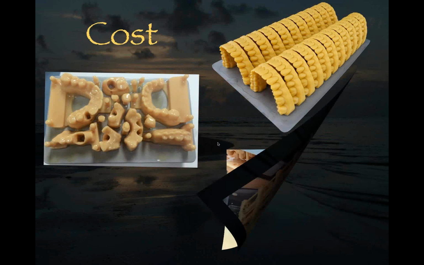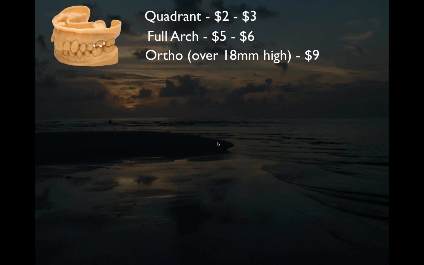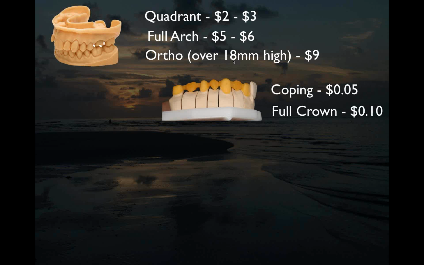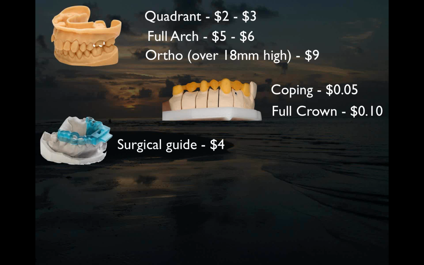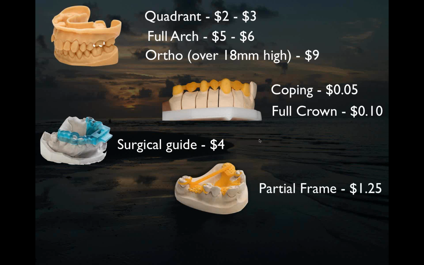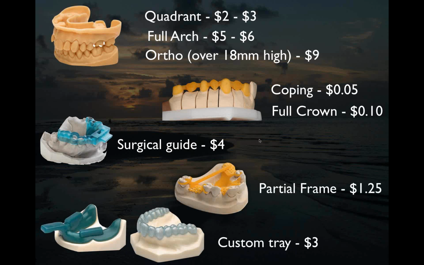Cost-wise, it's actually kind of remarkable. Models, quadrants, $2 to $3, full arch $5 to $6. Ortho models, if they're kind of thick, which they always are, that's a lot more material, about $9 to print. Copings and crowns are ridiculously cheap to print. This is all material costs; it does not figure in the cost of the equipment, which you'll have to prorate yourself if you want to figure the ROI on this investment. Surgical guides, about $4 in material, partial frames, $1.25, custom trays, $3.